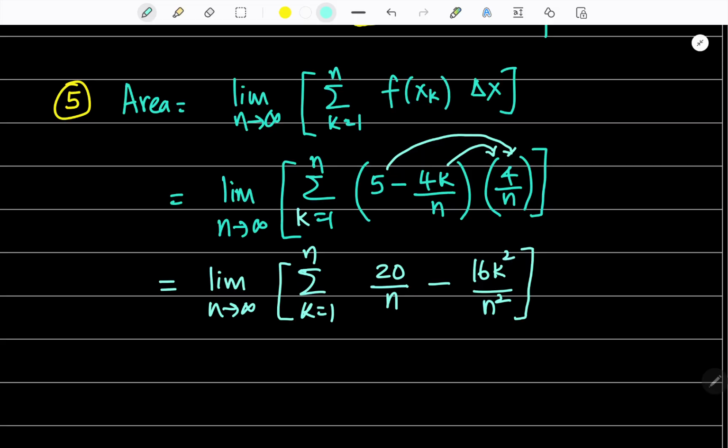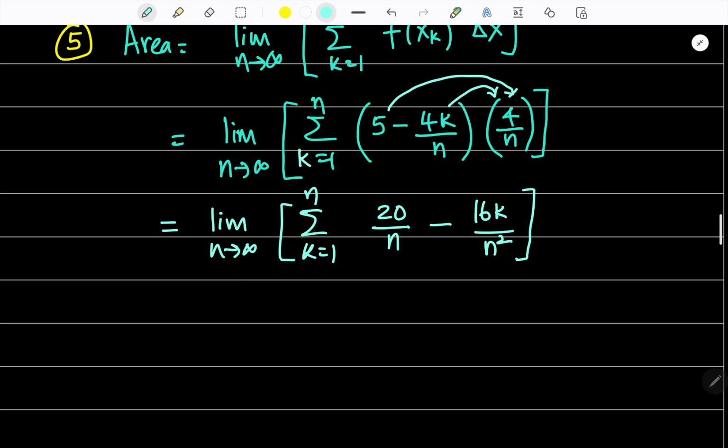16k square divided by, 16k divided by n square.